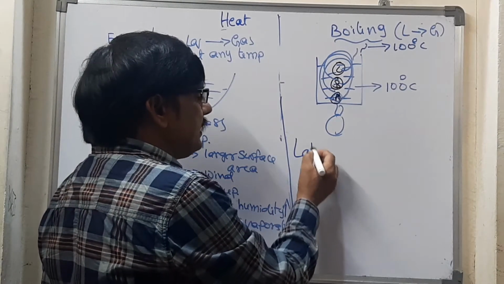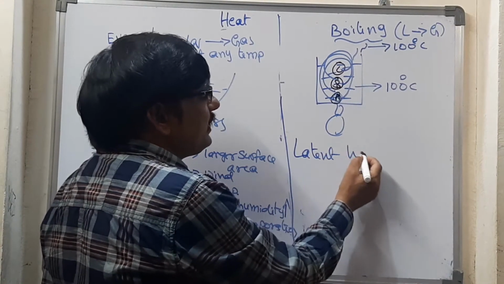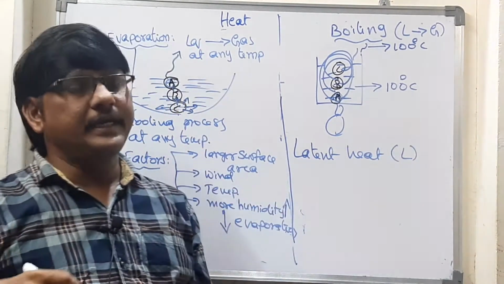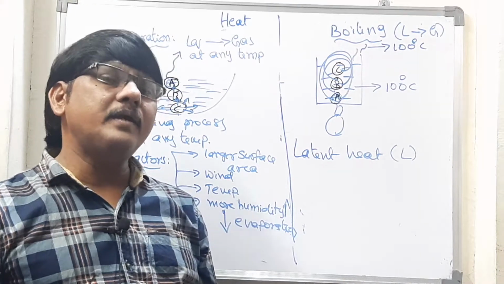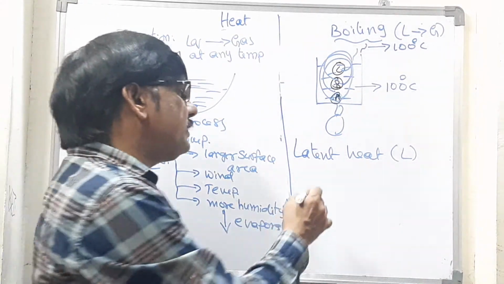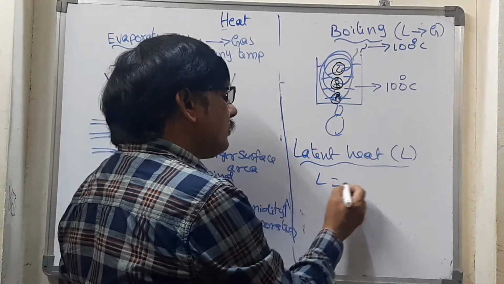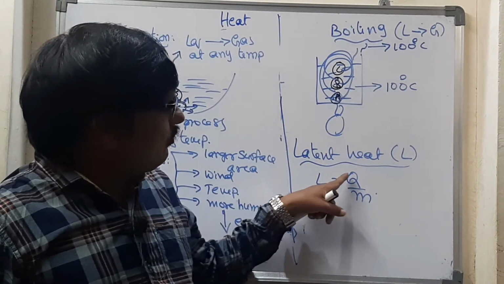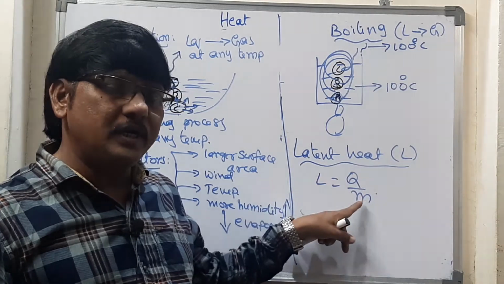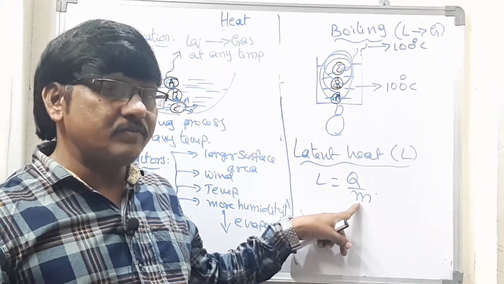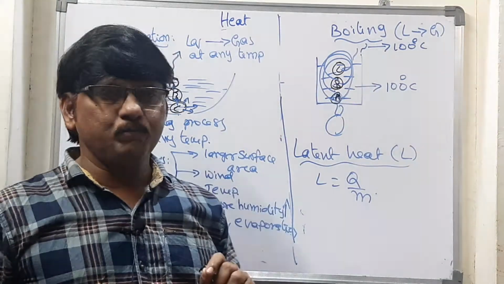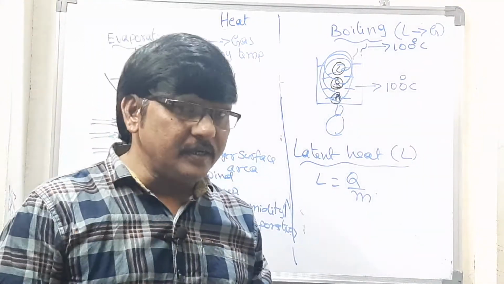What do we call that? It is latent heat. What is meant by latent heat? Latent is a Greek word which means hidden. Latent heat means hidden heat. The definition: L is equal to Q by M. It is the amount of energy required to convert 1 unit mass of a substance from one state to another state at a constant temperature.